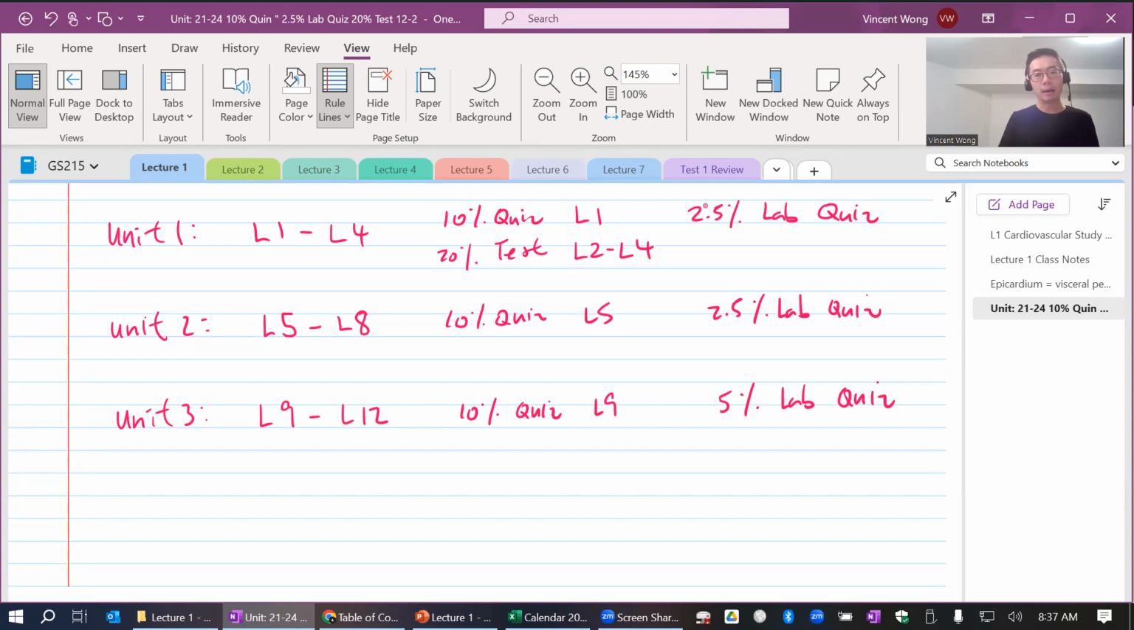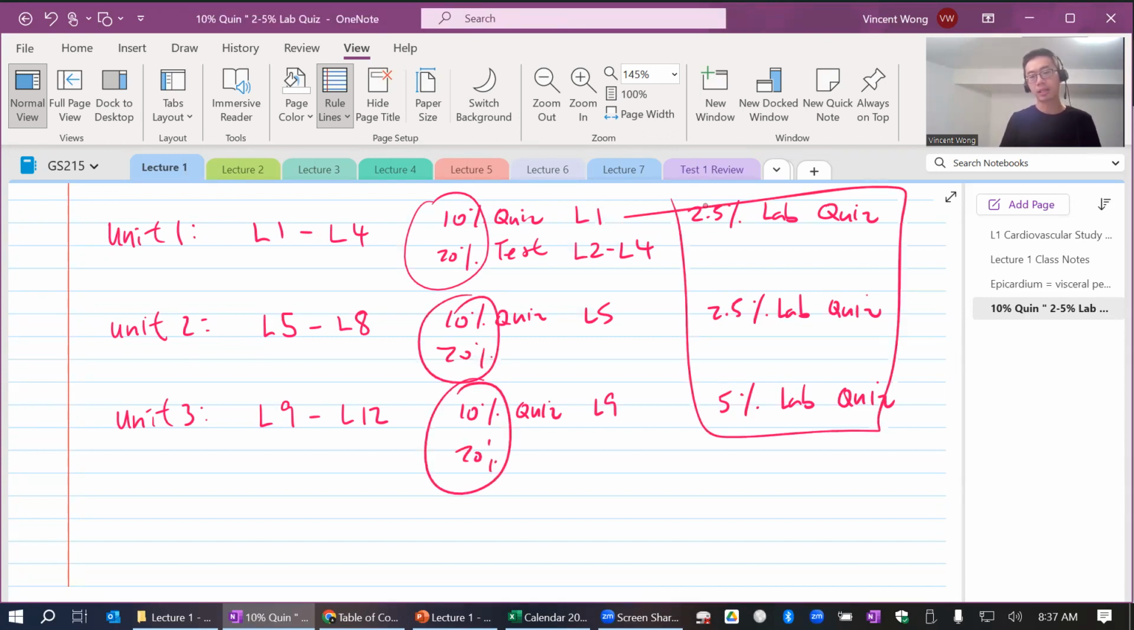So if you add it all up, that's going to be like 30%, 30%, and then 30%. That's 90%, and then that's 10%. So that's where you get the 100%. So it's a lot more broken down. There's less things to worry about per test, per assessment, rather than like 5, 6 lectures at the same time. Any questions about the way that the course is broken down?